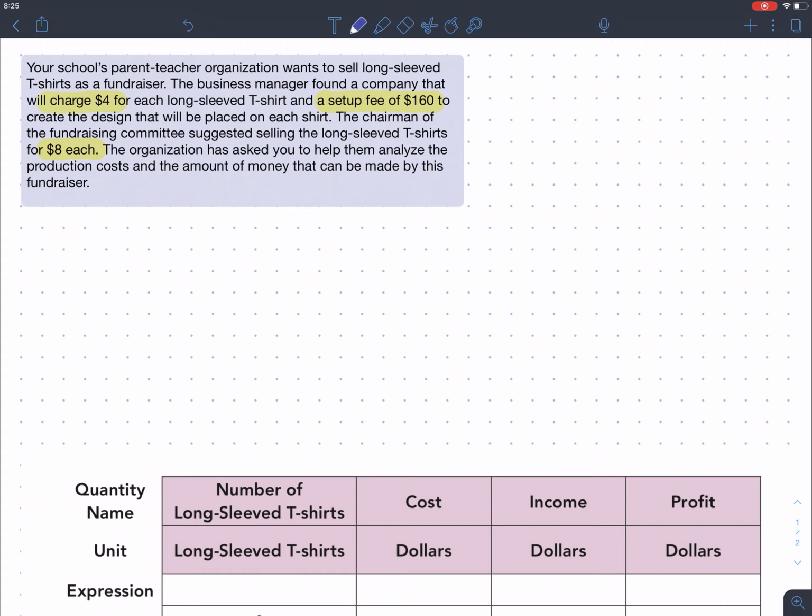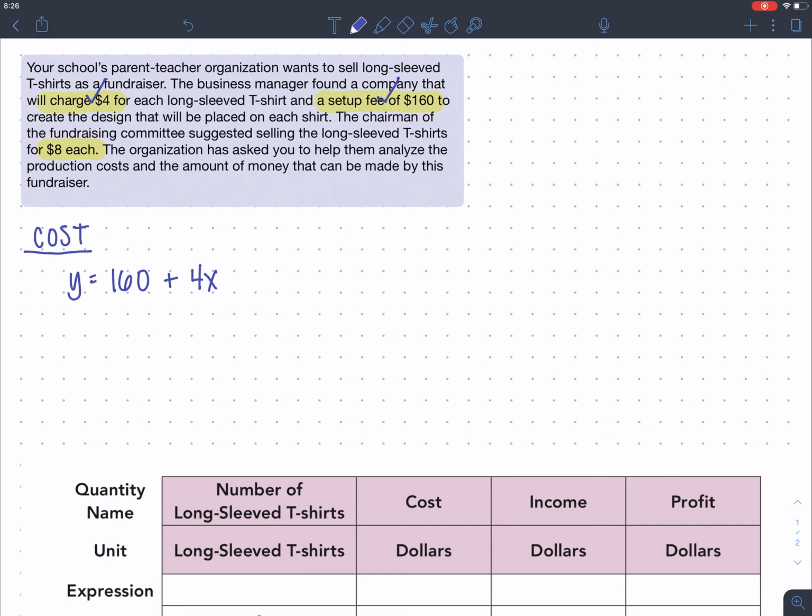So here's our first equation. We're going to write an equation to represent the cost to the organization, how much we're going to spend to get the shirts. So we're going to do y equals 160, because that's my setup fee. It only happens one time, so there's no variable with it. And I'm going to add it to 4x, because we're getting charged $4 for every shirt.